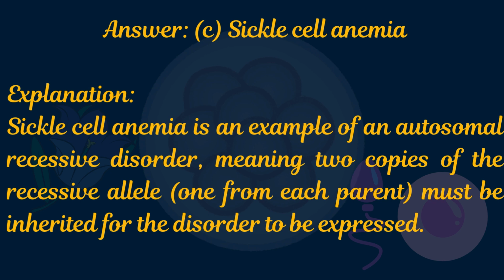Explanation. Sickle cell anemia is an example of an autosomal recessive disorder, meaning two copies of the recessive allele, one from each parent, must be inherited for the disorder to be expressed.